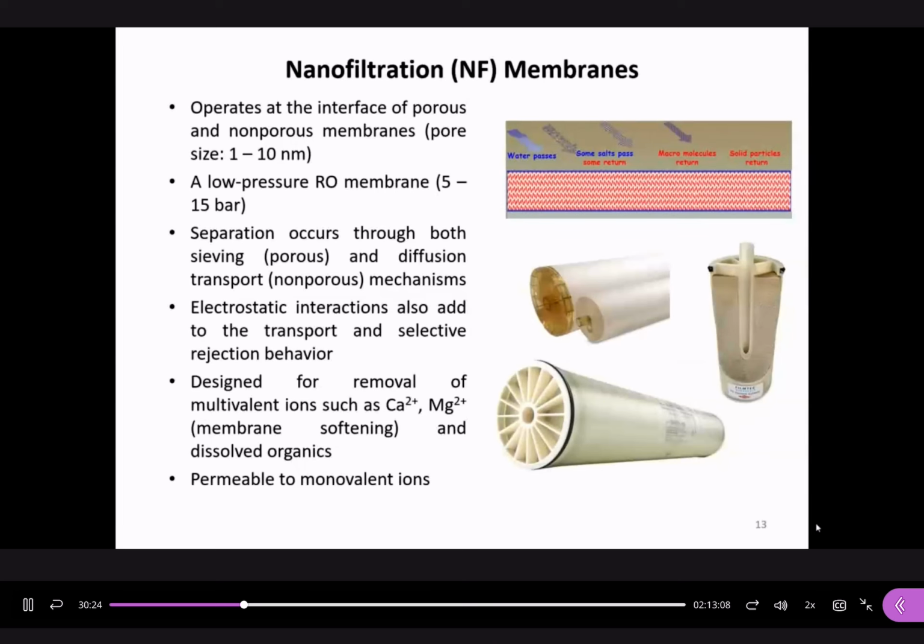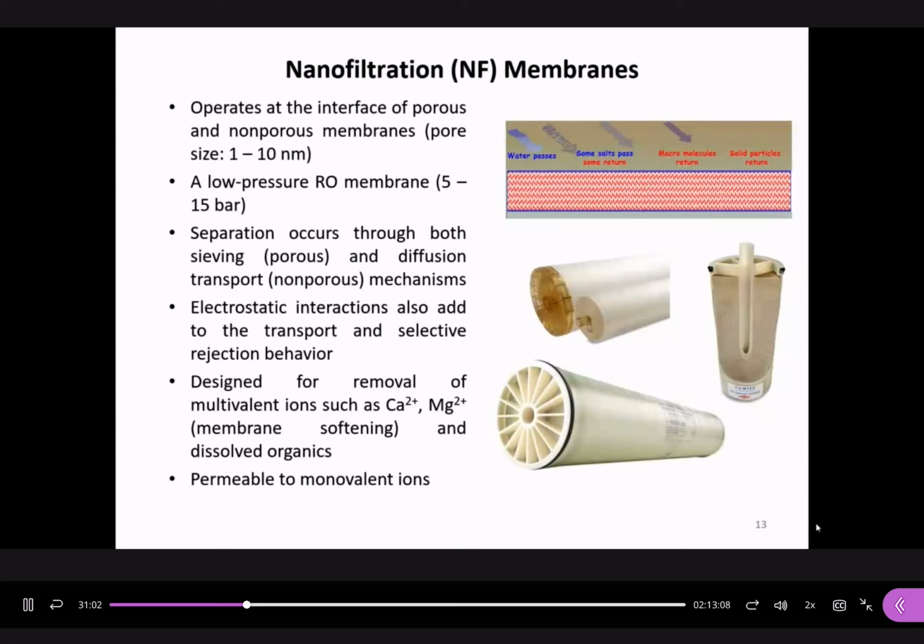What else? Nanofiltration, right? So nano, much smaller. Micro, ultra, nano, even smaller. The pore size is 1 to a few nanometer. Extremely small. What pressure do we use? 5 to 15 bar. Okay, 5 to 15 bar.